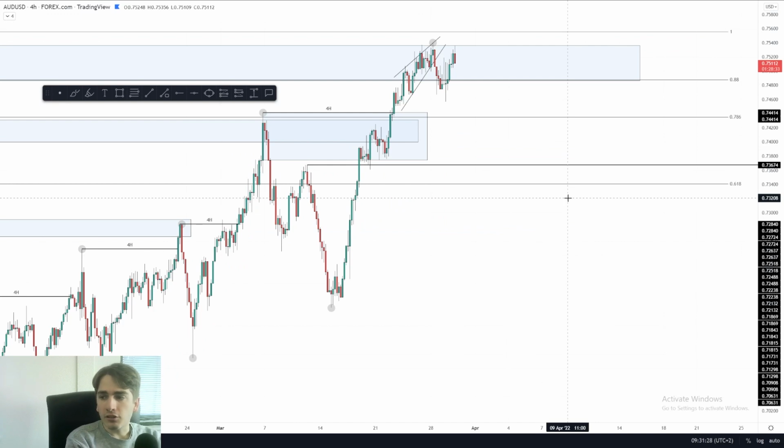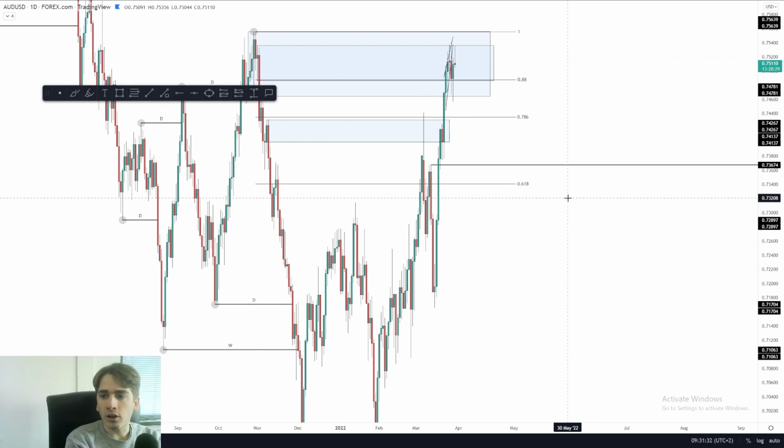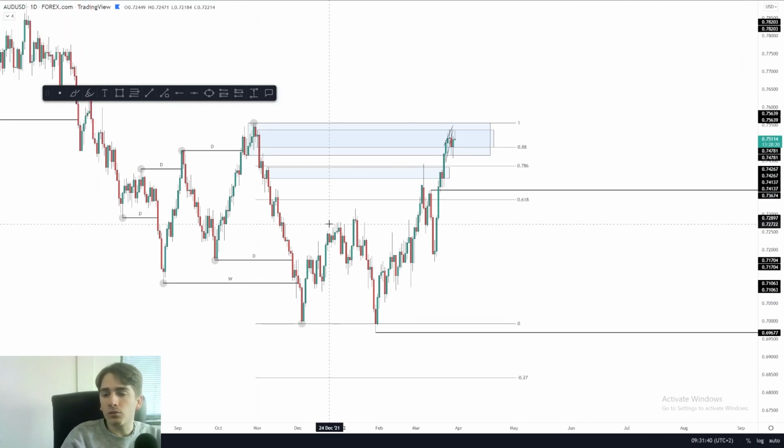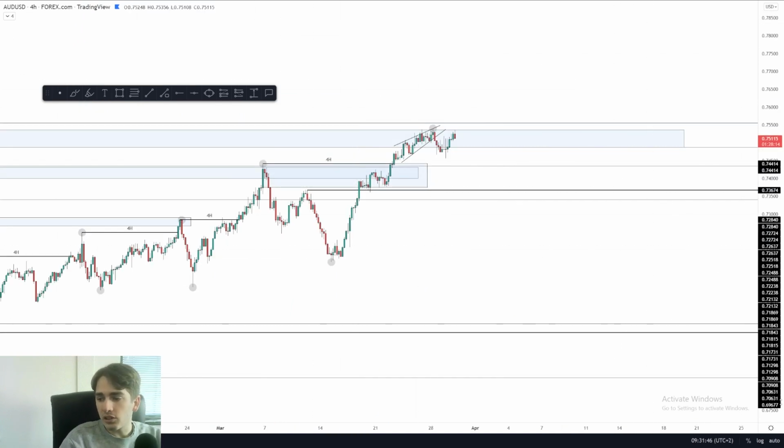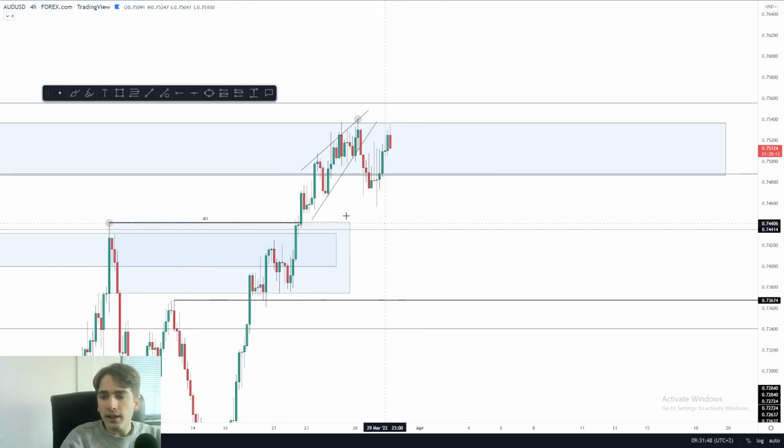So Aussie dollar is currently dropping, and I do expect a further decline from Aussie dollar. Looking at the daily at the moment, it is inside an extreme area of supply and also inside the extreme area of the overall swing range, so inside the premium, and it is a nice spot to look for potential shorts towards the downside. So for now, what am I expecting?